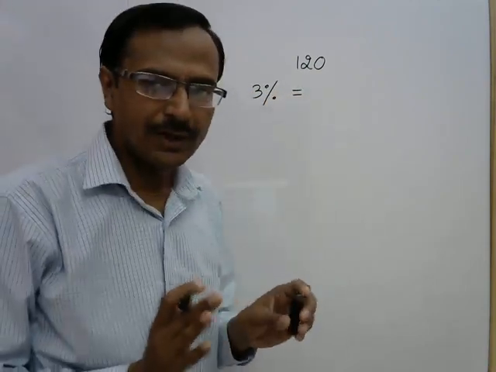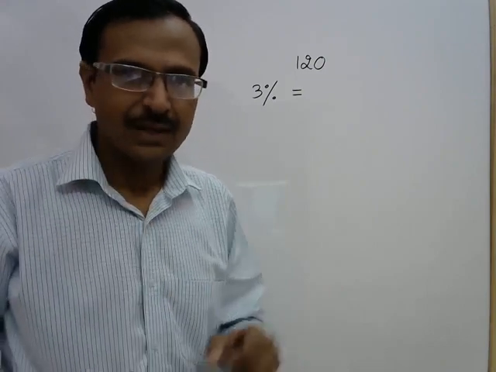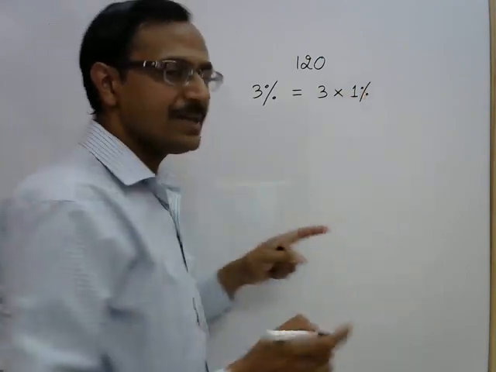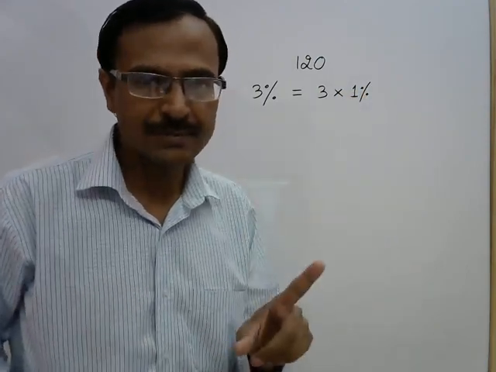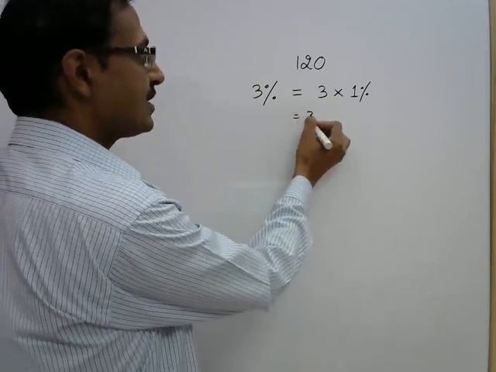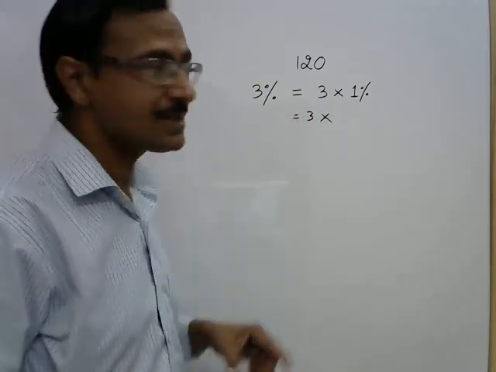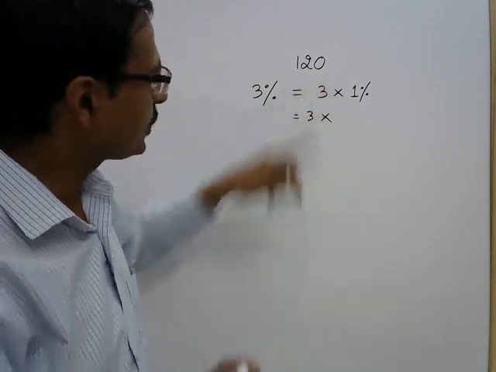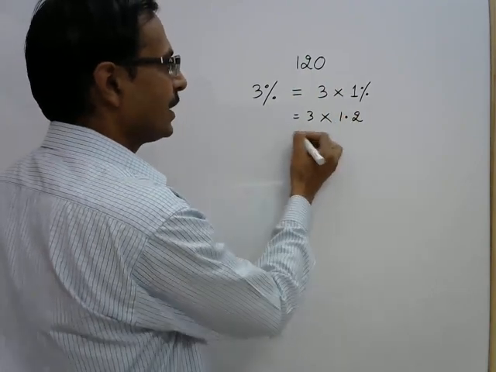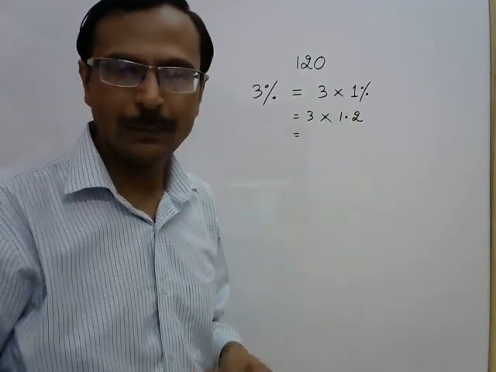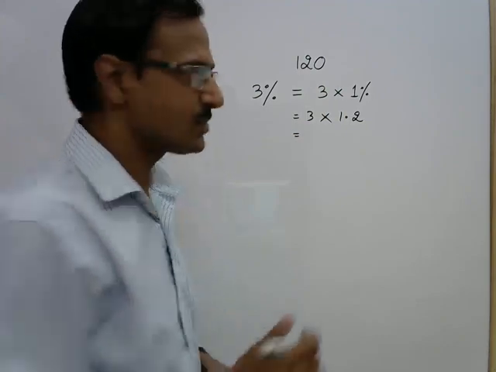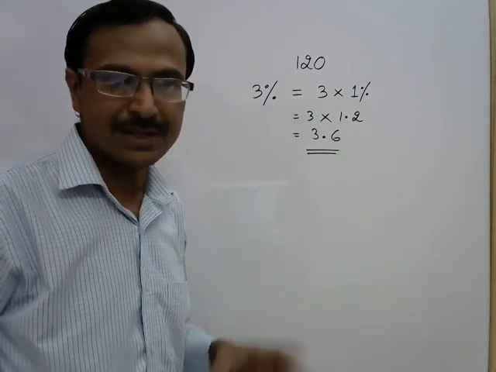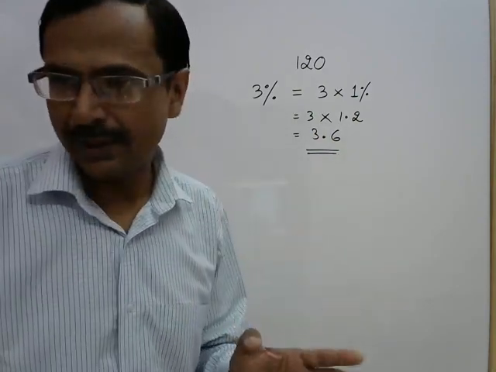Now see, never calculate 3% directly. Just see, 3% is actually 3 times 1%. And I just now told you the concept of 1%. So 3 times 1%. Now 1% is obtained by putting a decimal 2 digits from the right side. So 1, 2, this is 1.2. And now very easy, 3 into 1.2, 1.2 thrice is 3.6. So 3.6 is the required percentage. So 3% of 120 is 3.6.